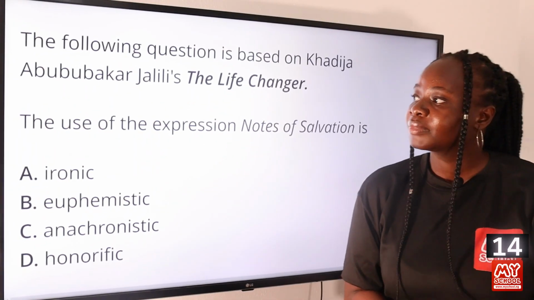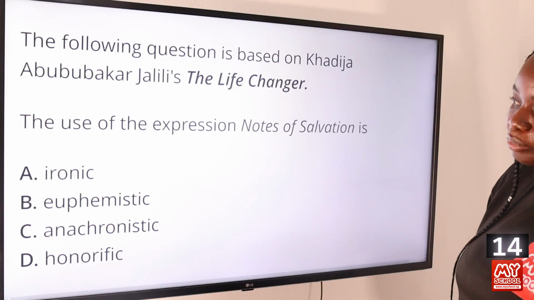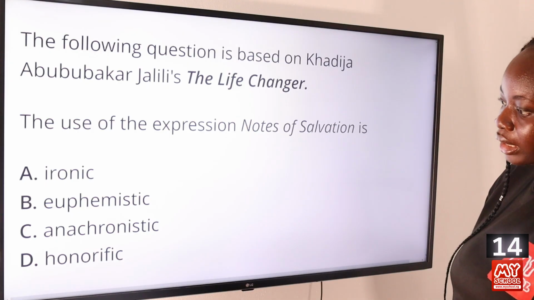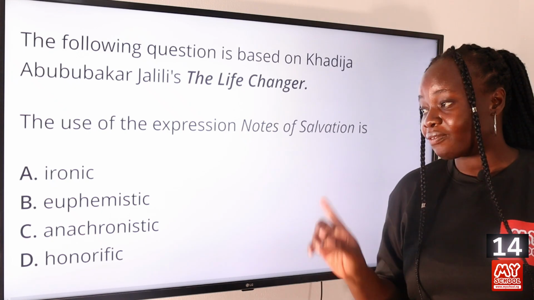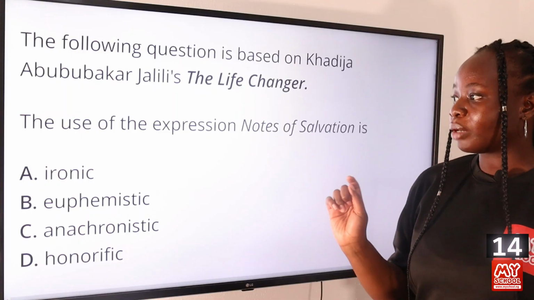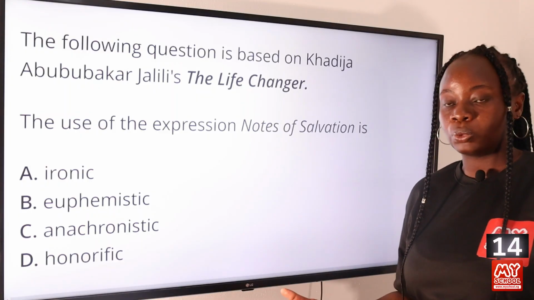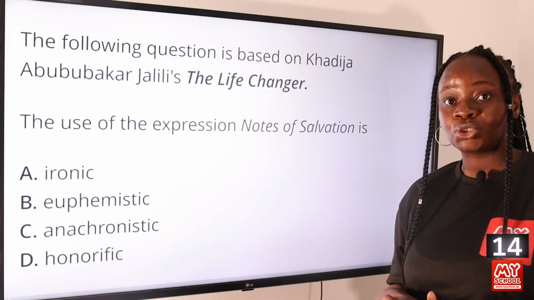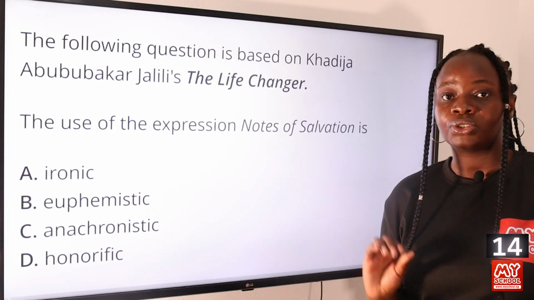Question 14. The use of the expression notes of salvation is A, ironic, B, euphemistic, C, anachronistic, D, honorific. So the answer to this question is option B, euphemistic, and we can find this on page 52 of the novel, where the narrator herself talks about how the notes of salvation is a euphemism for cheat notes. So this helps to reduce the impact of what cheat notes actually mean. So the answer to this question is option B, euphemistic.